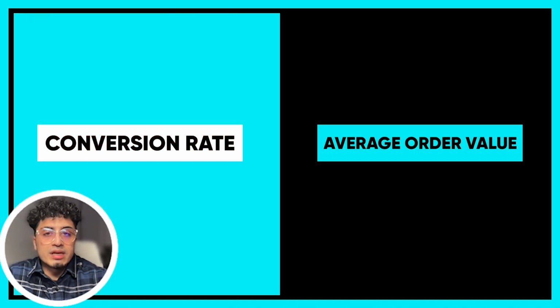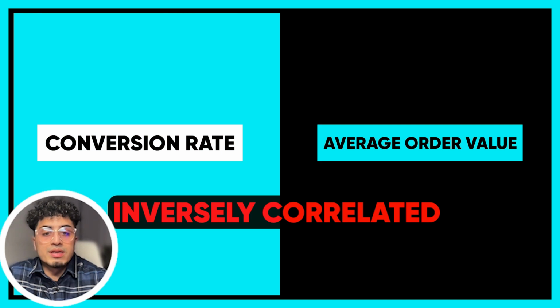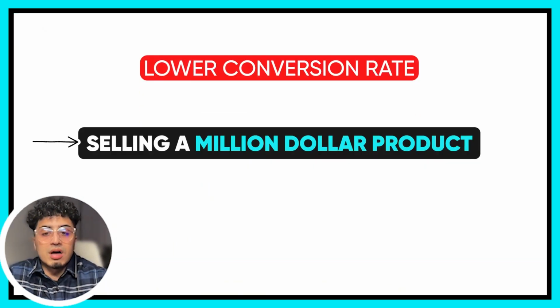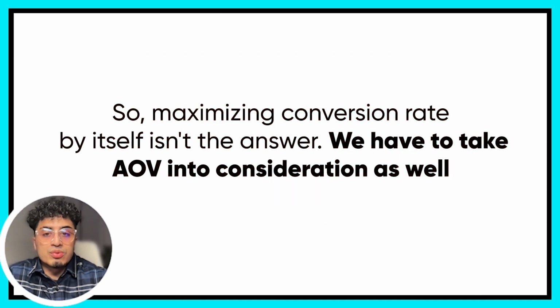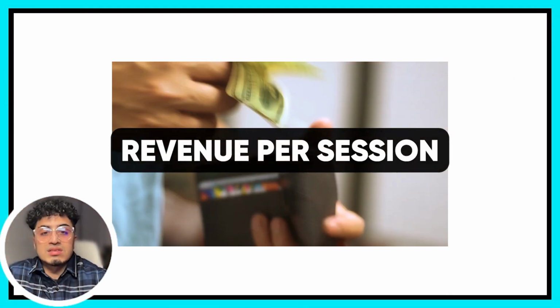Typically, conversion rate and average order value are inversely correlated. That's intuitive. You're going to have lower conversion rates selling $1 million products than a $20 product. So maximizing conversion rate by itself isn't the answer. We have to take into consideration AOV as well. So remember, we want to make the revenue per session as large as possible.